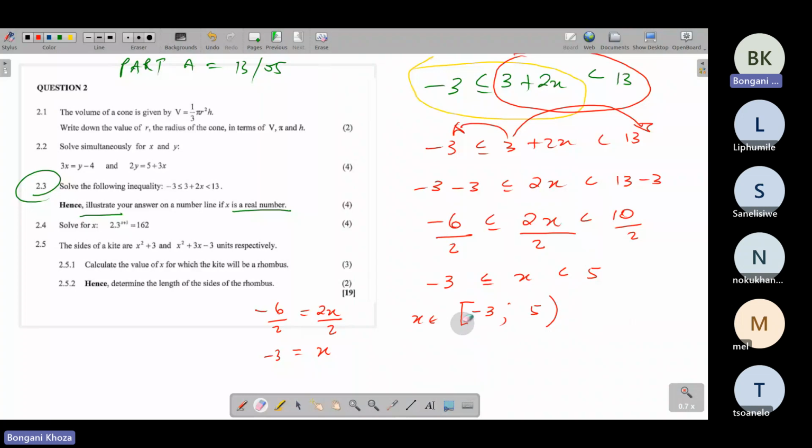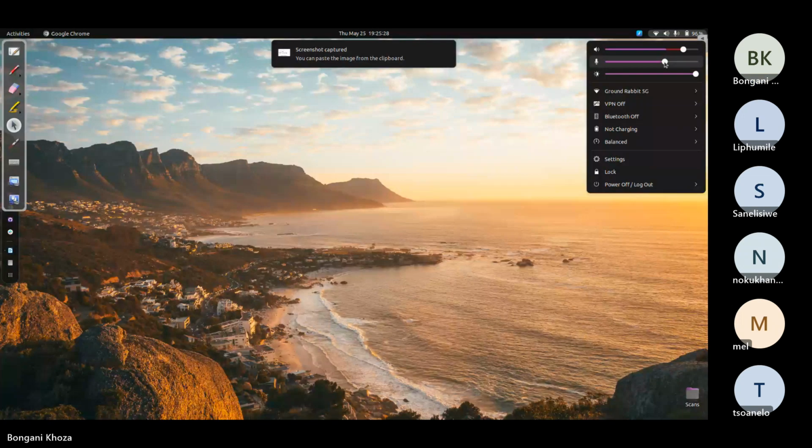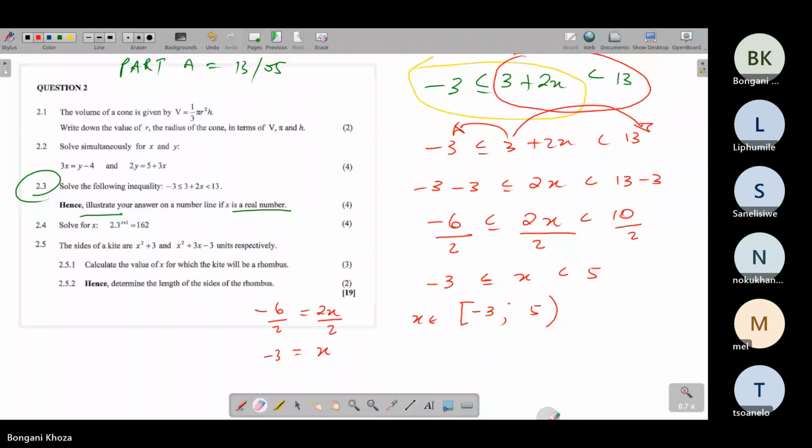So we see that our x values are real numbers because -3, -2, -1, 0 up to 5, with 5 not included, that means up to 4.999999. All of those are real numbers. So we can put that on a number line.